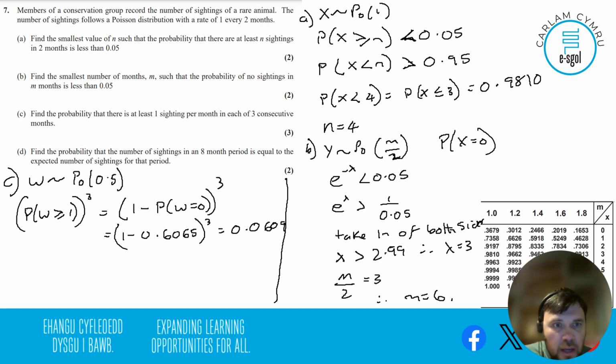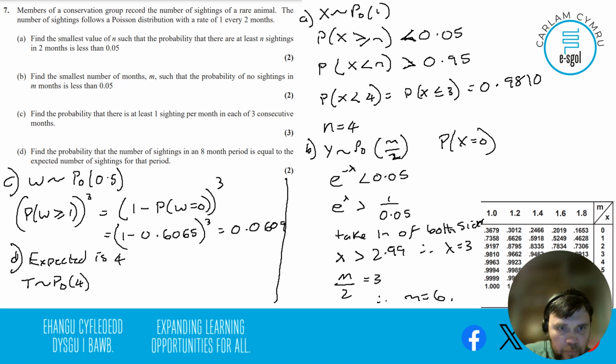And then for part D, find the probability that the number of sightings in an 8-month period is equal to the expected number of sightings for that period. Well, if we had one every 2 months, then for an 8-month period we would expect to see 4. So the expected number is 4. Therefore, T belongs to the Poisson of 4, and we put down T equals 4. You can calculate it, but it's going to be 0.1953.